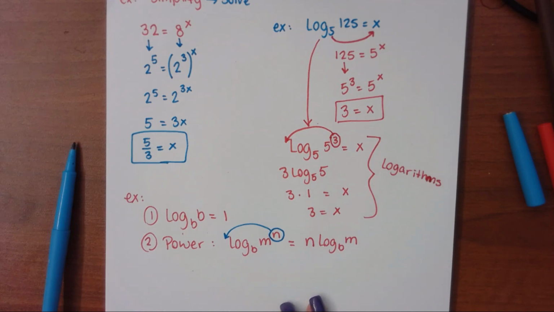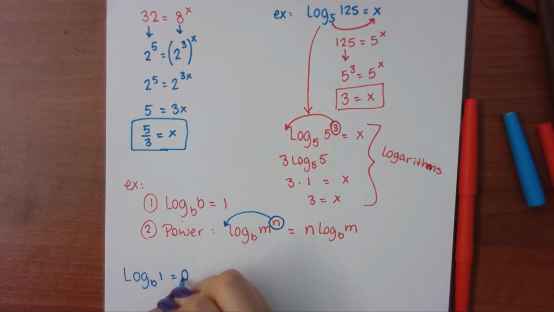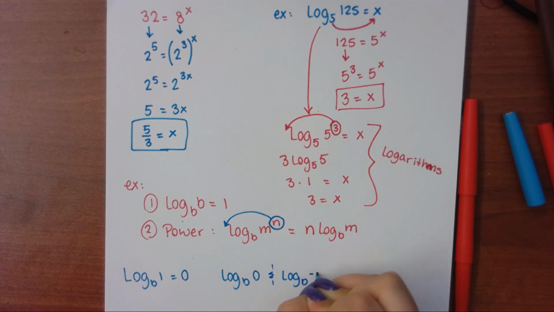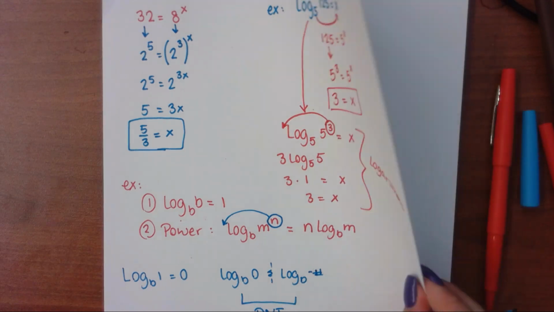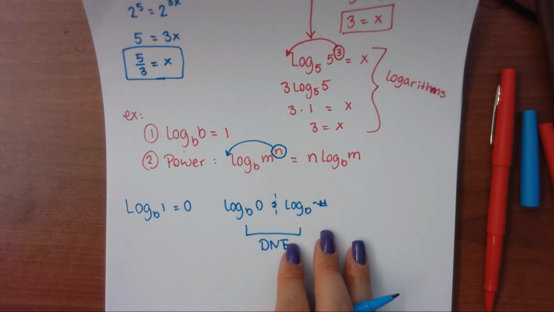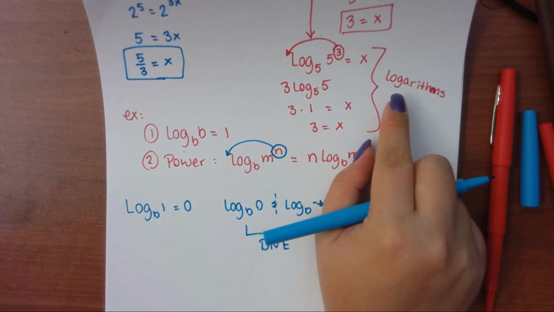A couple of things, and we'll talk more about these next video: log base b of 1 is equal to 0, and then log base b of 0 and log base b of a negative number do not exist. So these two do not exist. That's DNE, for does not exist. So these are some properties that we're going to go over more next class, but just keep in mind it's a way to simplify these, so you may run into some issues, or you may be able to just do them like you can with exponentials.